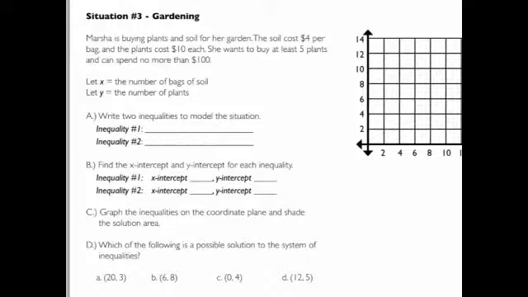Read through that one, make sure you know what's going on. My two inequalities are just going to come from here, where she can spend no more than $100, and she wants to buy at least 5 plants. Well, if you want at least 5 plants, you want greater than or equal to 5. And y is just the number of plants, so all I have to put there is y. Bags of soil have nothing to do with that first statement. The other statement, though, not wanting to spend more than $100, means you need to spend less than or equal to $100.